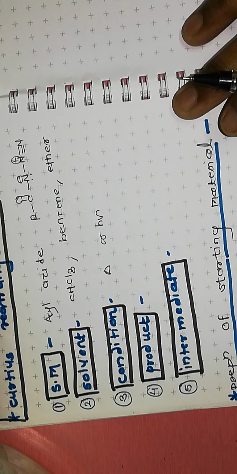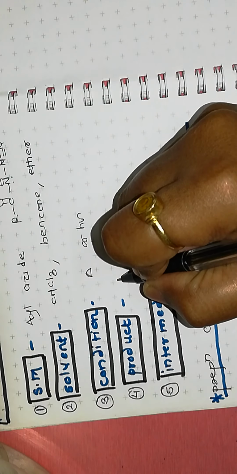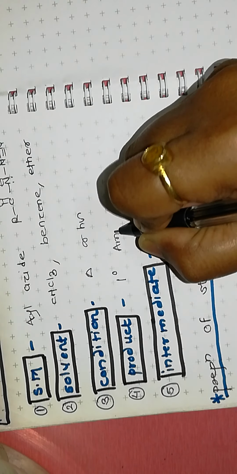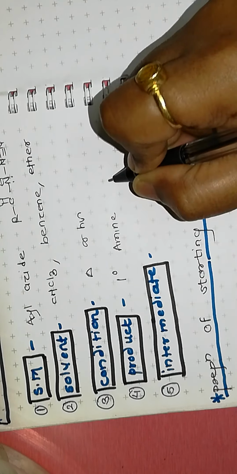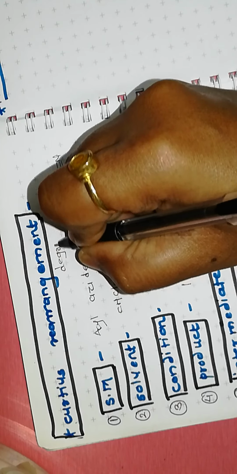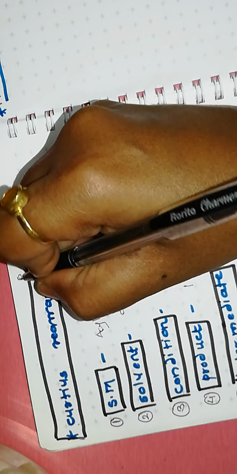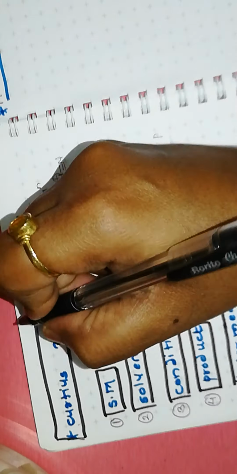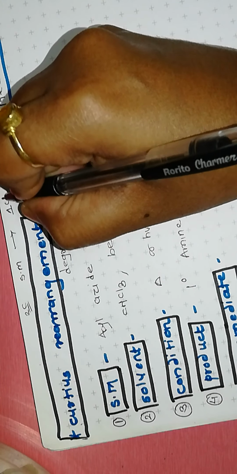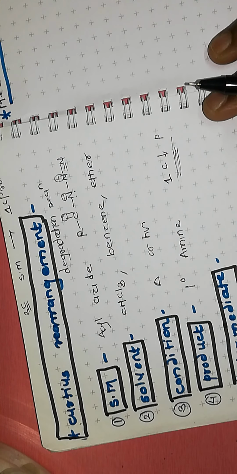Now we can see what is the product. The product for this rearrangement is primary amine. Here one carbon is decreased in product. One carbon decrease in product means it is a degradation reaction. In starting material, if there are 2 carbons, then in product there is 1 carbon. Here 1 carbon is decreased in this rearrangement.